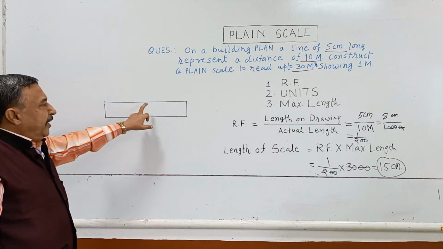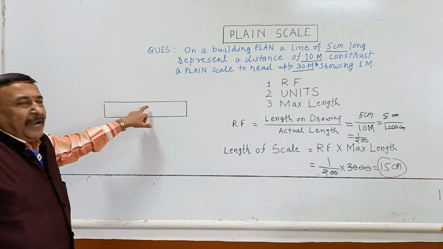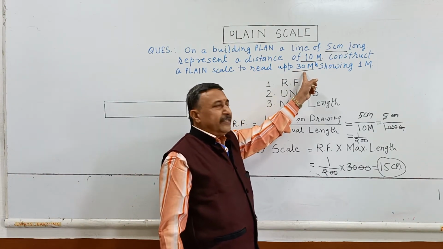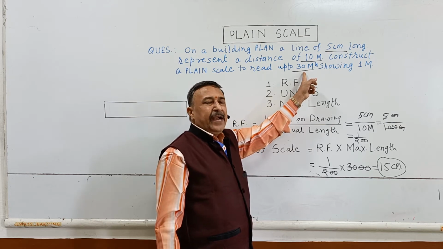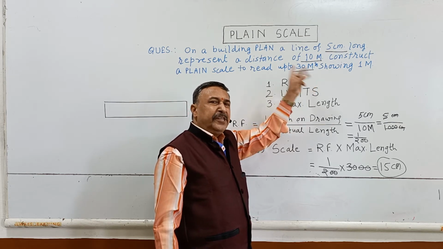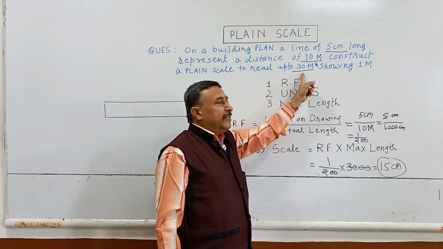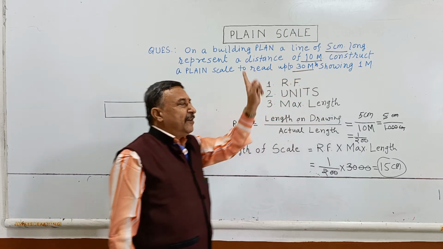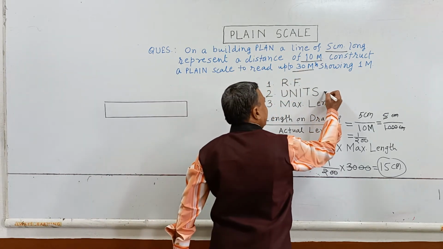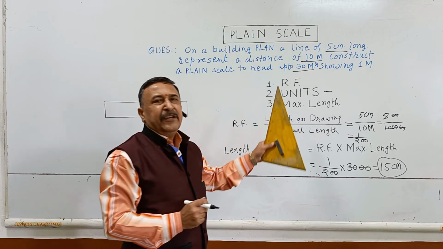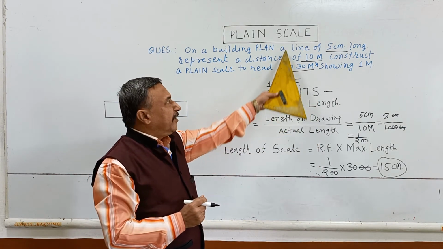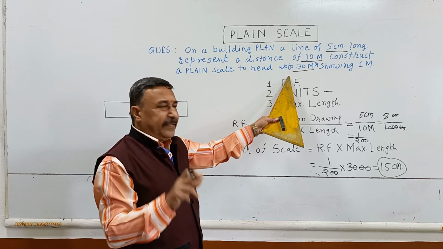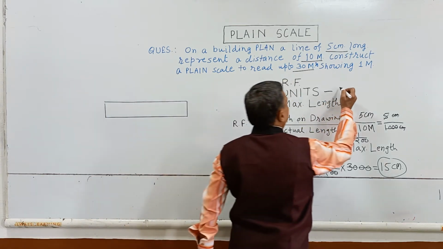How? If we divide this scale into 3 equal parts, where 30 meter is the maximum length, then 1 unit is 10 meter. So this is our first unit. Now if you want, you can show the units here. In the question the units are not separately given, so you can find them. Our first unit is 10 meter.